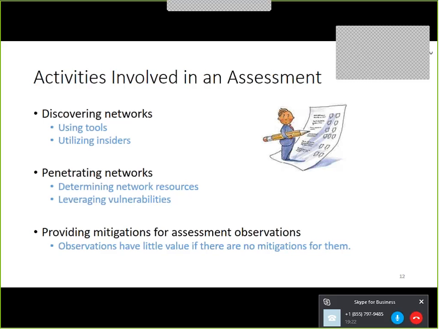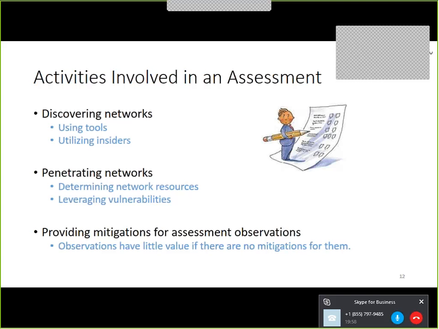Next, in an ethical assessment, you don't just break stuff and say, all right, see you later. In an ethical assessment, you typically recommend mitigations or state things that allowed you to get the foothold you got or to take advantage of the system that you did. You state how you did that, provide the methodology, and what they could have done to stop you from doing it. One mantra of CEH is that observations have very little value if there are no mitigations.